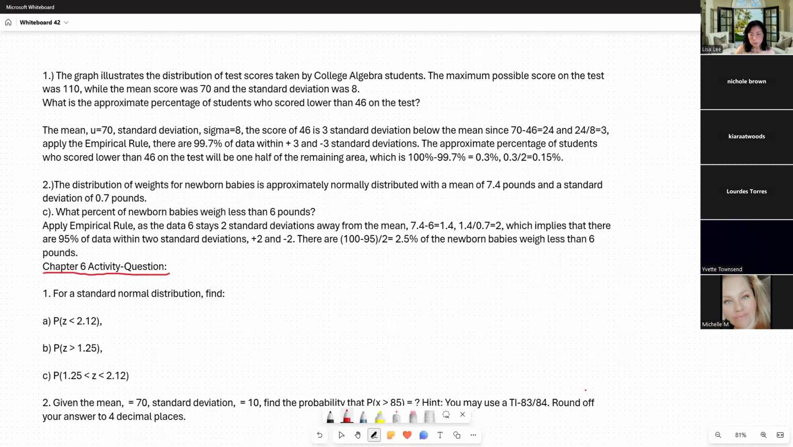Also, there's activity question 2, where you can use the TI-83 or 84 and round off your answer to 4 decimal places. So you need to pay attention to the rounding required by the problem, because sometimes I found that people know how to get the answer, but when rounding off the decimal, they did not follow the instructions.